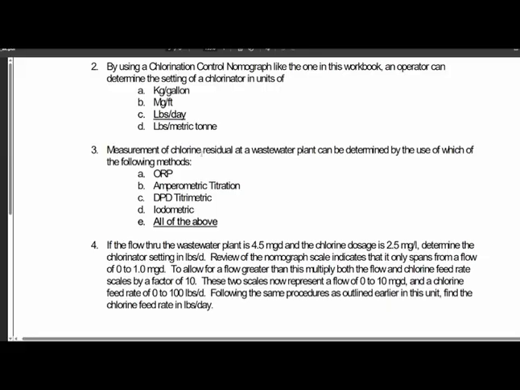Measurement of chlorine residual at wastewater plants can be determined by the use of ORP, amperometric titration, DPD, titrimetric, and colorimetric methods.